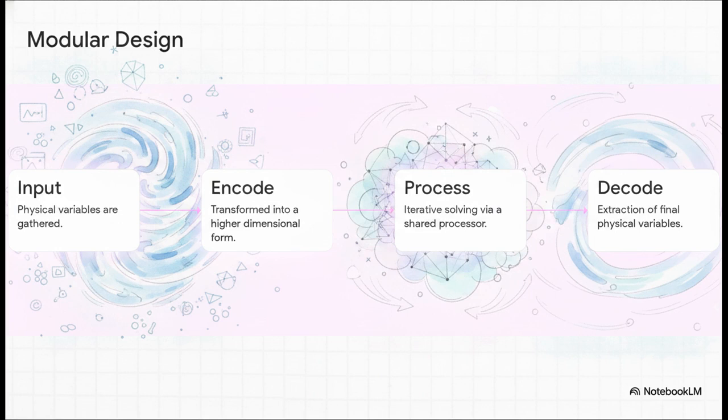So how do we actually pull this off? We use a highly effective modular architecture known as the encode, process, decode paradigm. Step 1, we gather our physical variables. Step 2 is the encoder, which transforms that data into a higher dimensional latent space. Step 3 uses a shared latent processor to iteratively solve the dynamics. And finally, step 4 is the decoder, extracting those final predicted physical variables. This modular, step-by-step approach is exactly what allows us to scale multitask learning across wildly diverse physical domains.